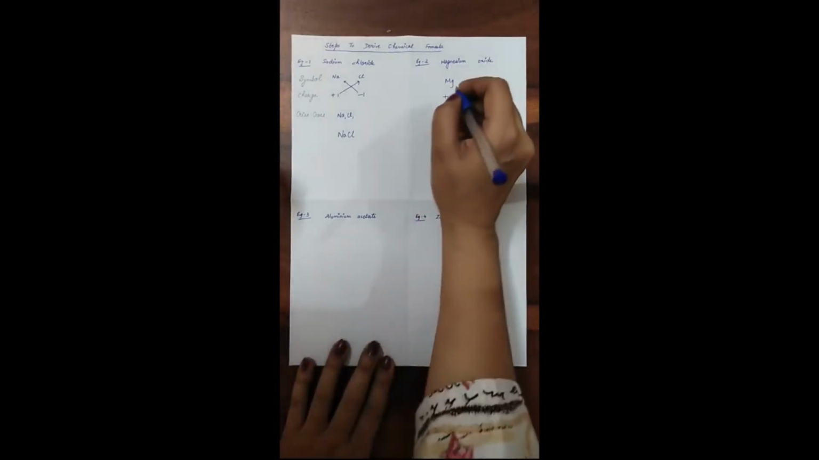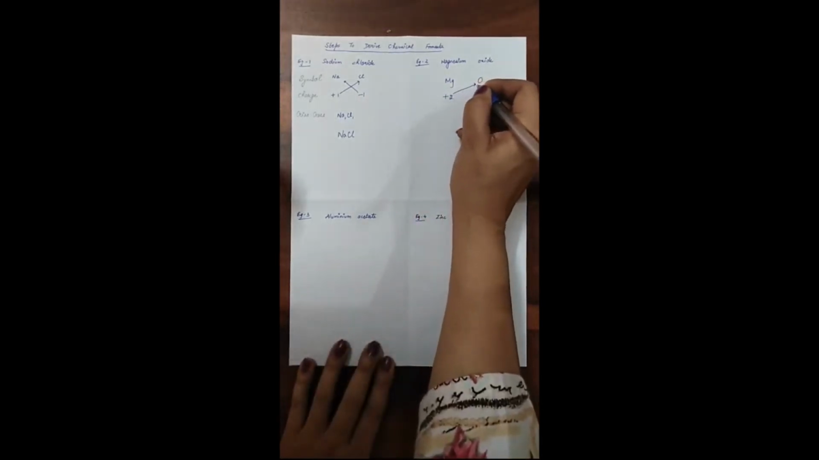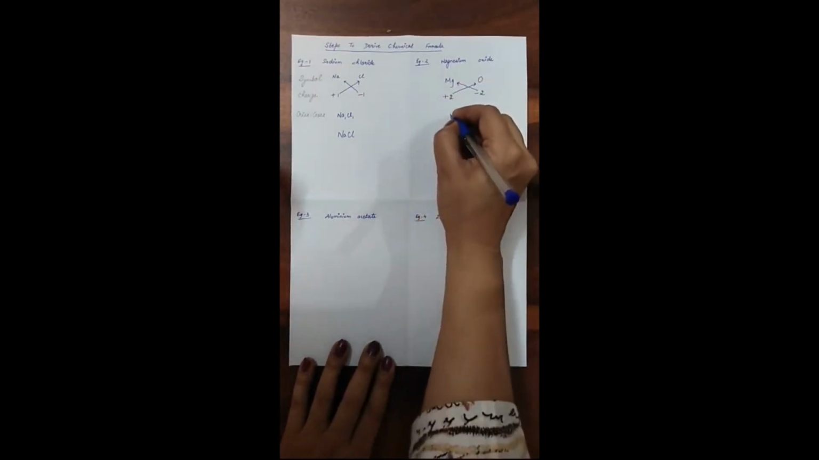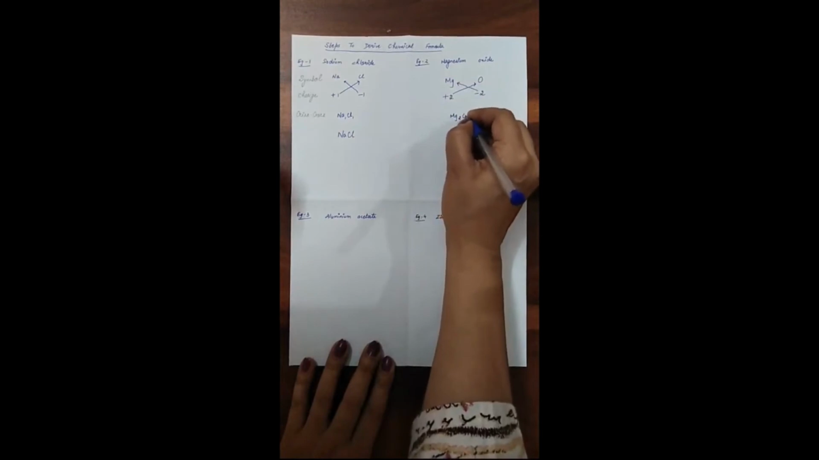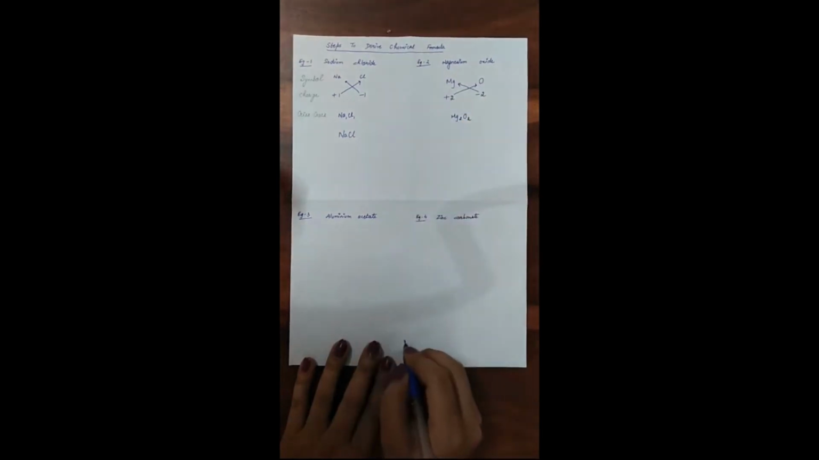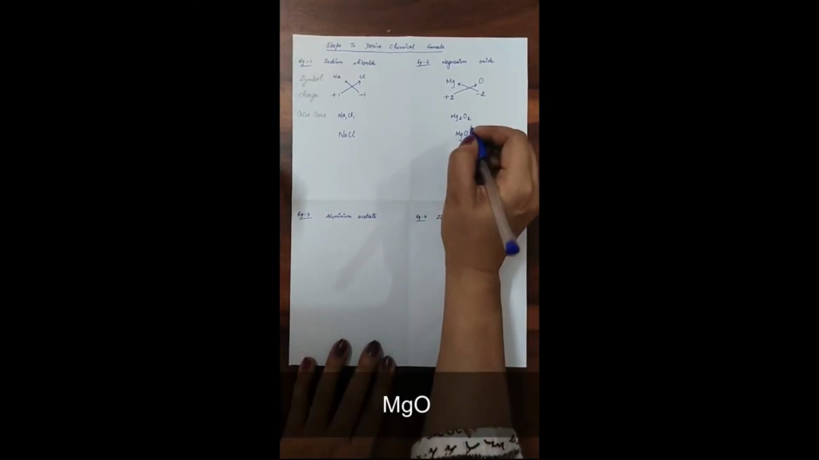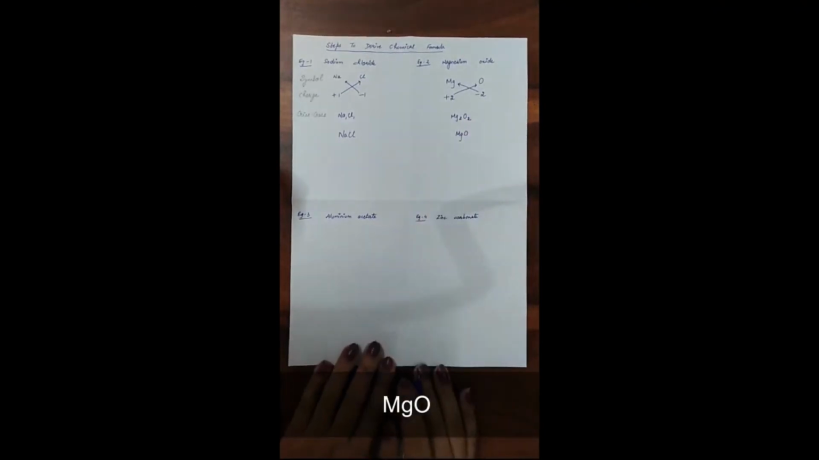So you can say 2 gets cancelled by 2. Again you are left with 1 and 1. Or you can do one thing, you can first write down Mg2O2. 2 and 2 get cancelled by the common factor 2, so you get the final answer MgO.